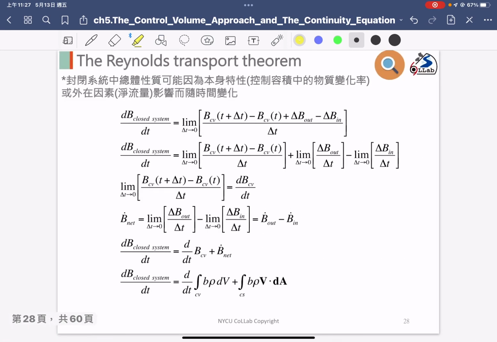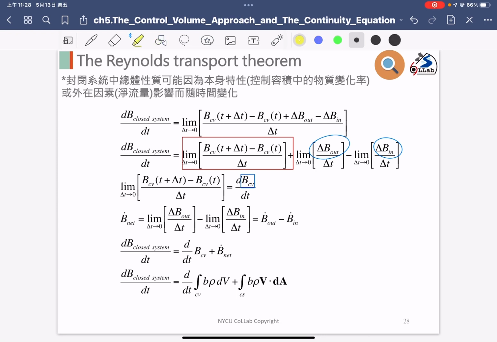So you see here we just combine all of the parameters related to the CV. This item is related to the CV, and the outside is the B out, and this is the B in. We can say that this is dBCV/dt for this item.